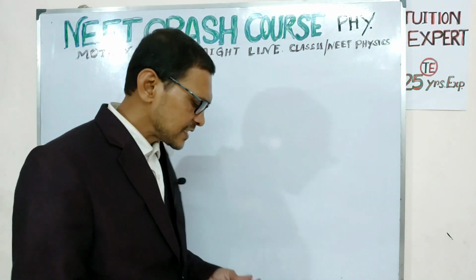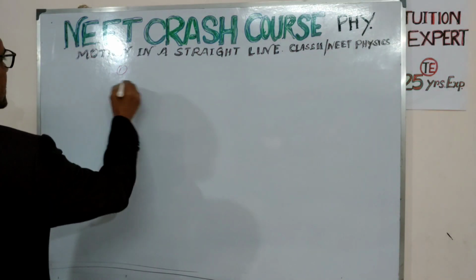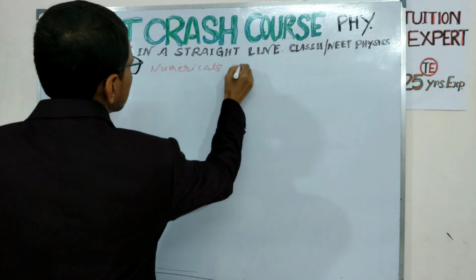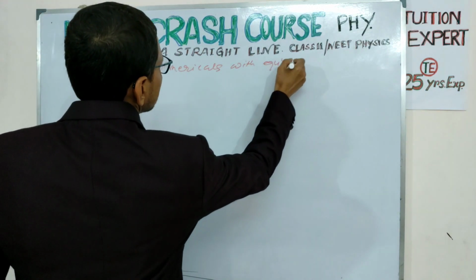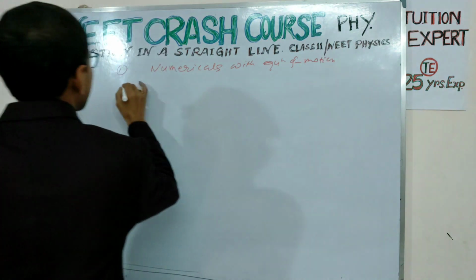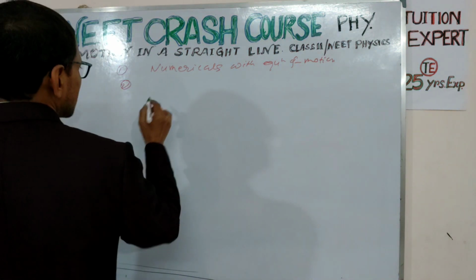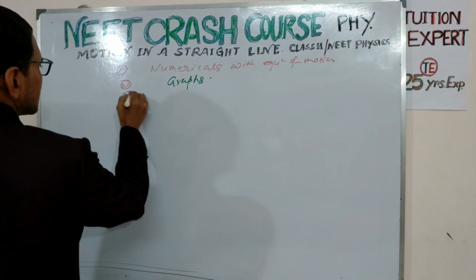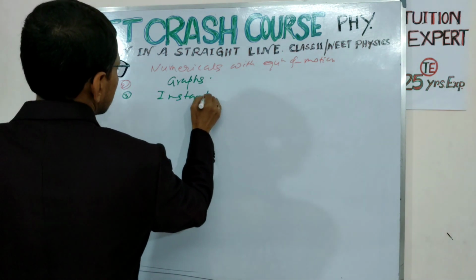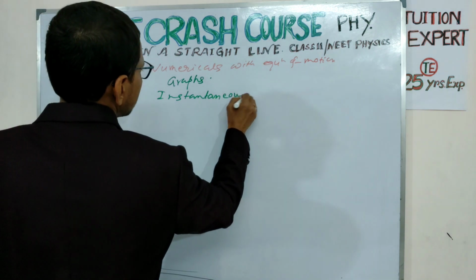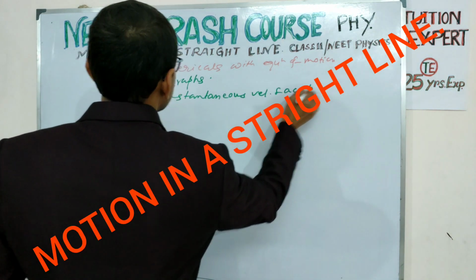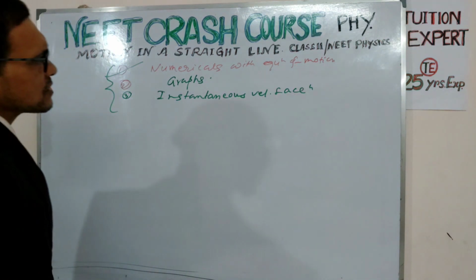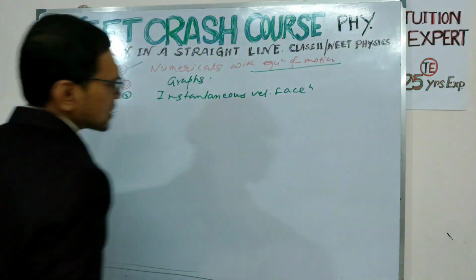So motion in a straight line has mainly three parts. One part is numericals with equation of motion, the second part is graphs, and the third part is instantaneous velocity and acceleration. So first I discuss some numericals with the help of equations of motion.